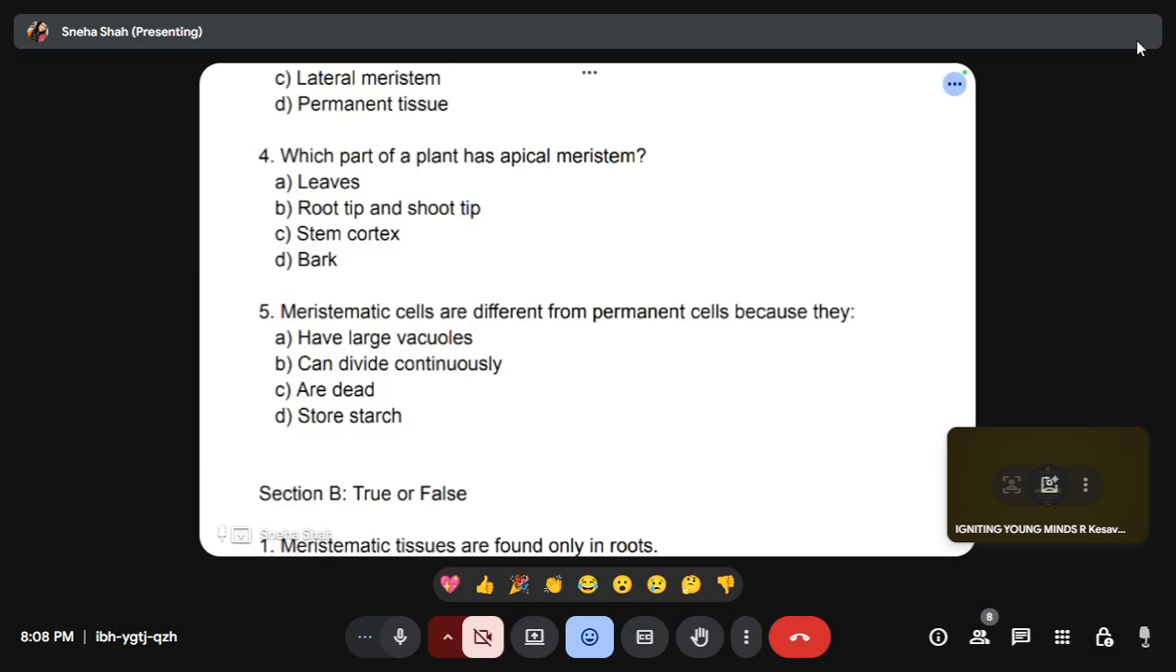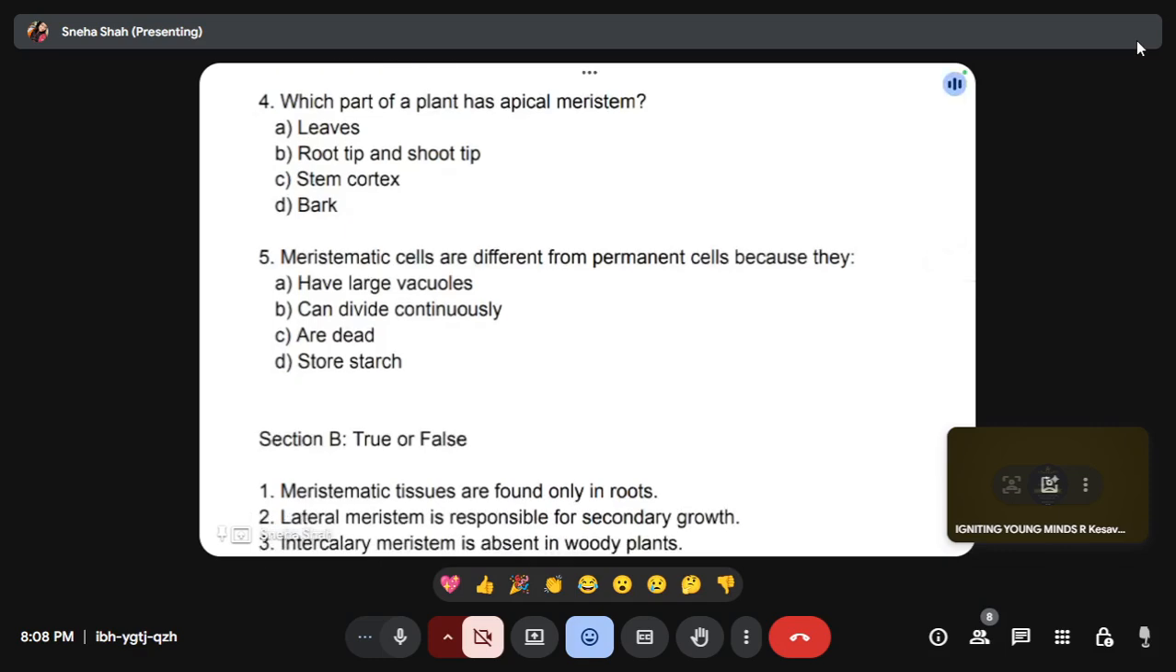It is the region of the stem between the epidermis, that is the outer layer of the stem, and the vascular tissues. As you have learnt in 9th class, vascular tissues are xylem and phloem. So between them, there is a region called stem cortex. Are we clear? Yes, ma'am.